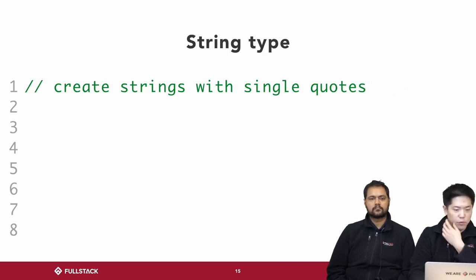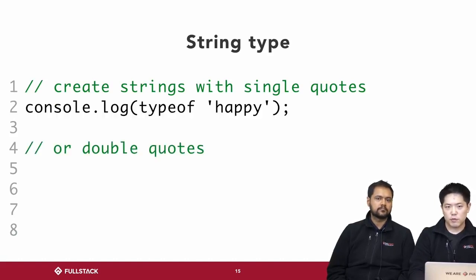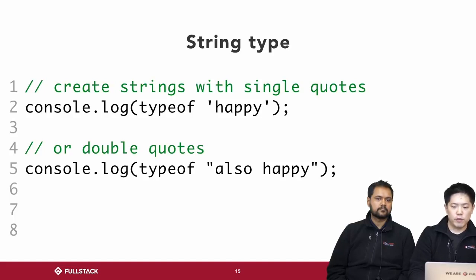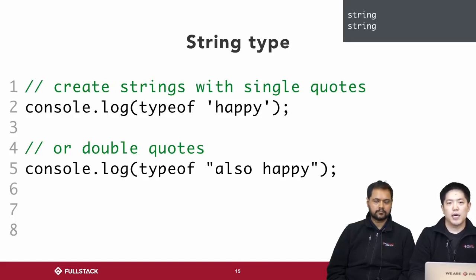And next we'll talk about a type that we'll be using a lot in this program, which is the string type. So we can create strings with single quotes or with double quotes. Both of these should return string. There's a little bit of difference between those two, but it's not too much to worry about right now. But both of those are string types.